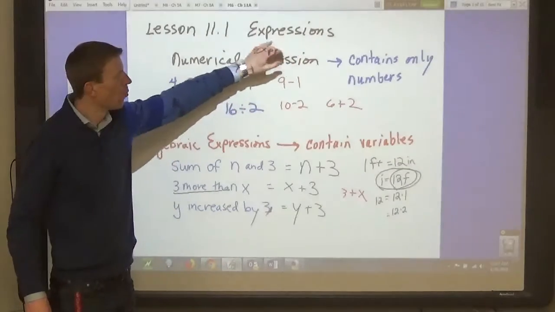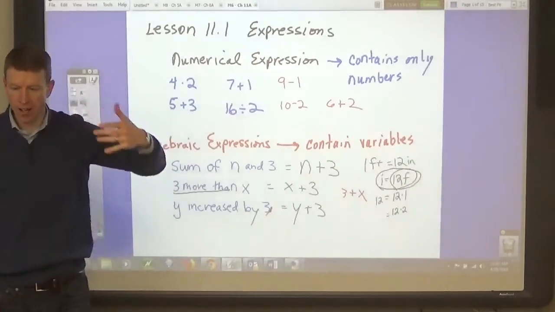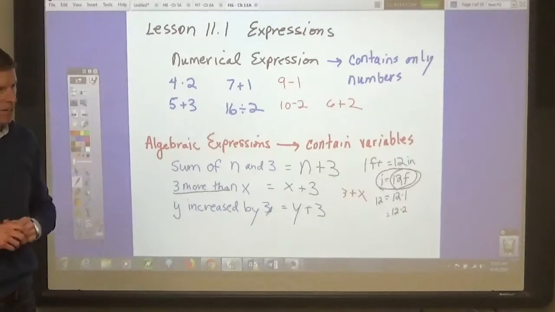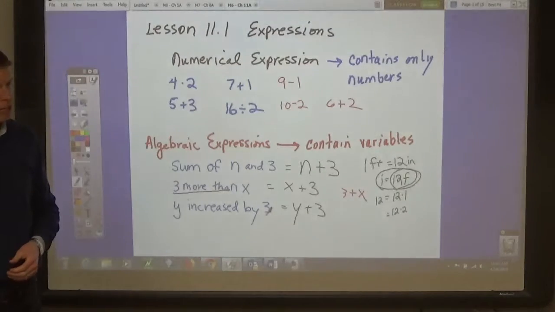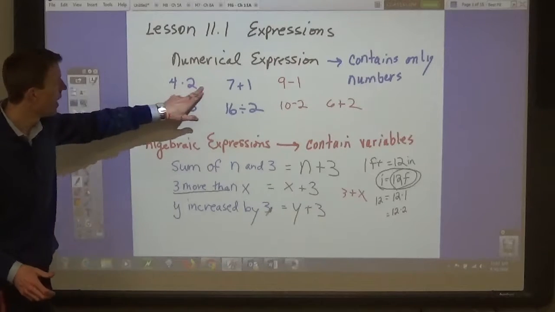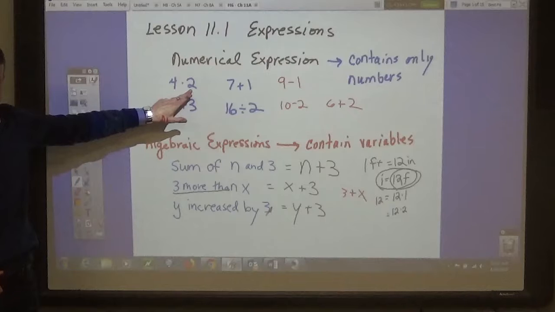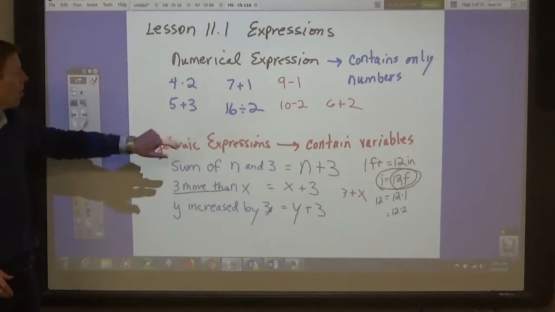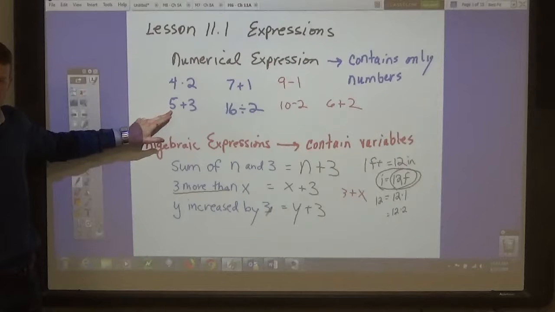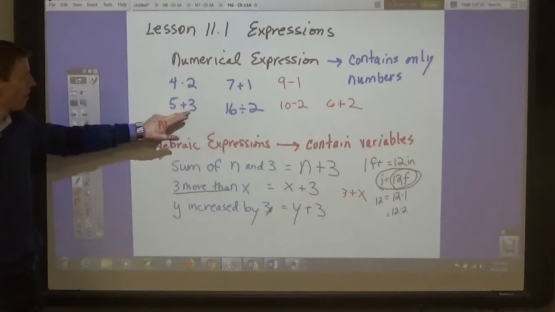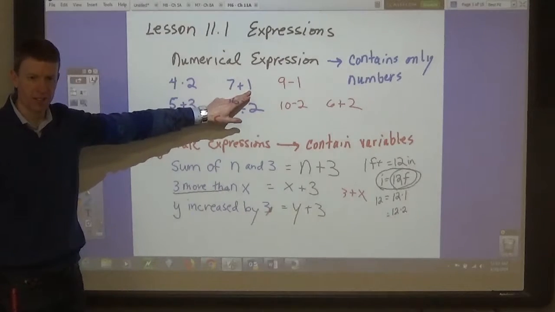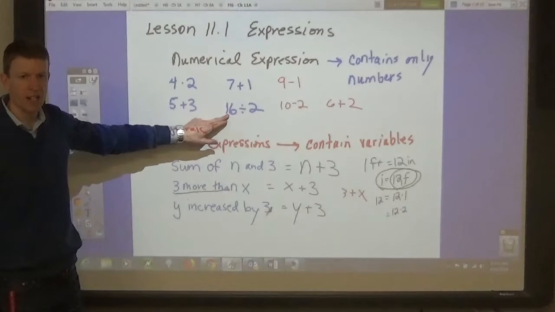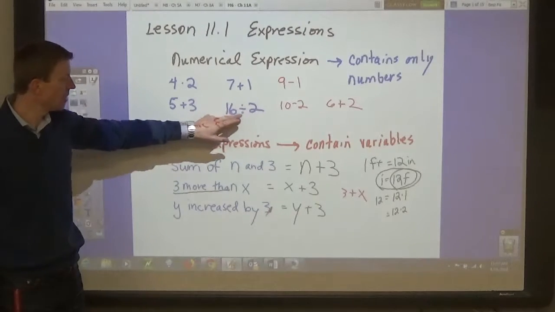Okay? Now, the word expression is simply a way of expressing a number, meaning telling a number. Okay, there are numerical expressions for showing a number, like the number 8 can be shown as 4 times 2. Okay, or the number 8 can be shown as the sum of 5 and 3. Or the sum of 7 and 1. Or the quotient of 16 and 2.